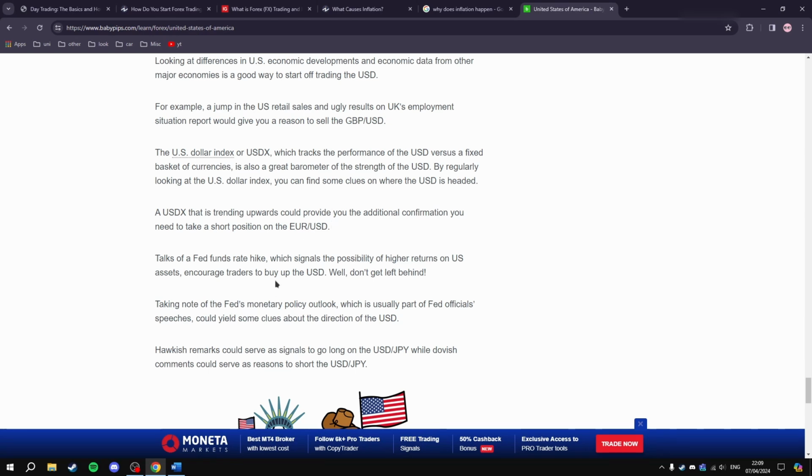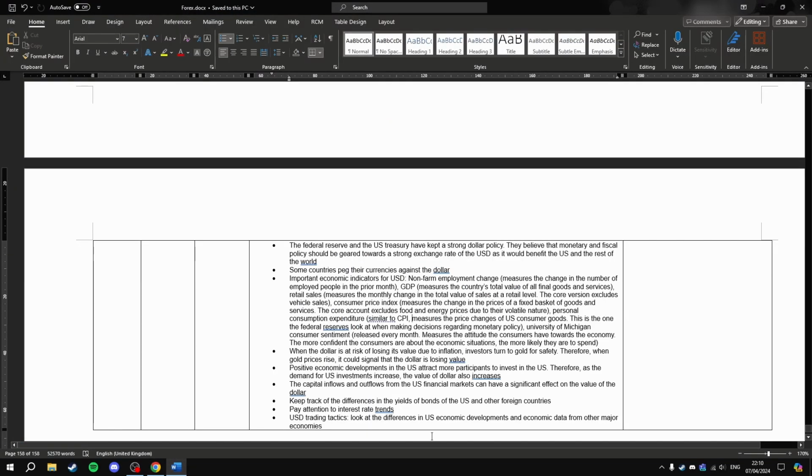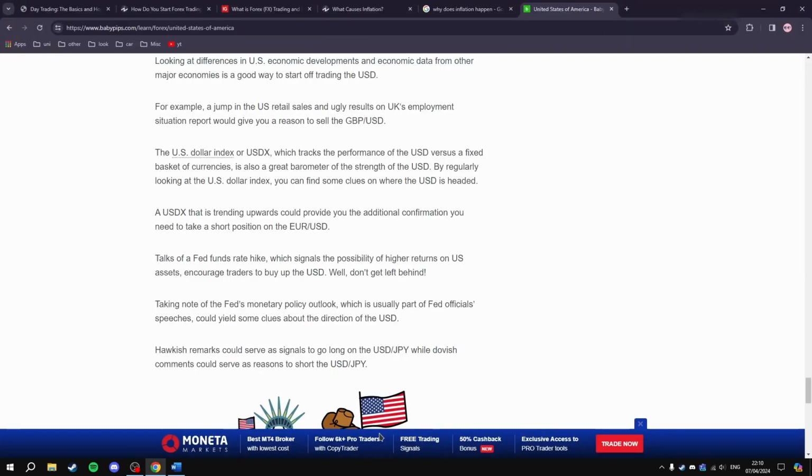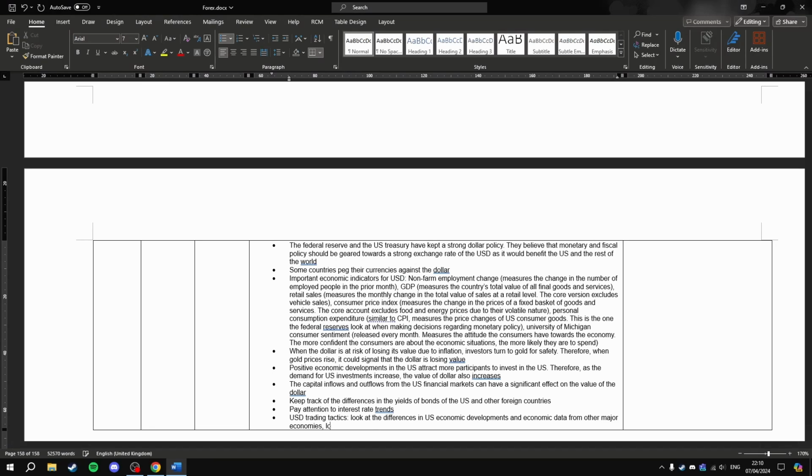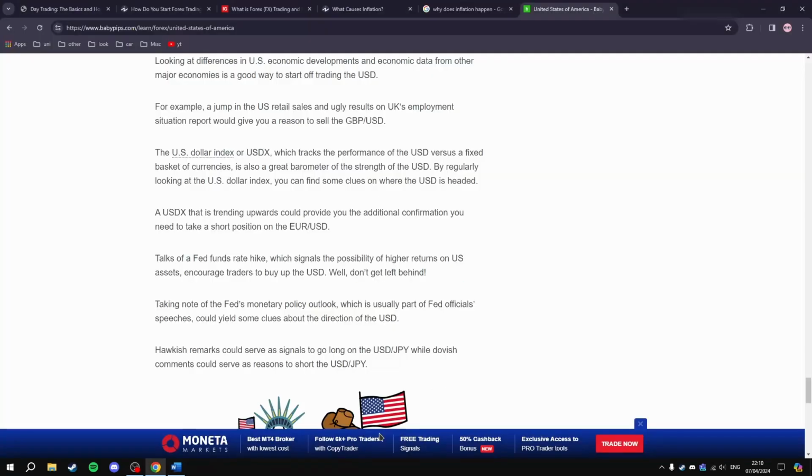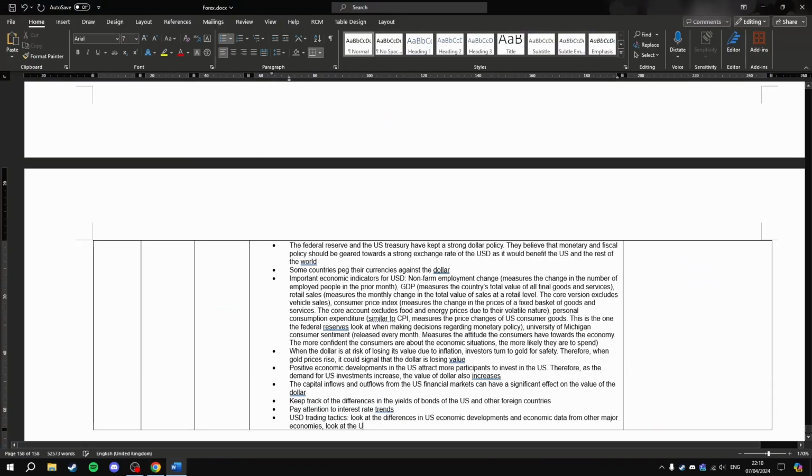The US dollar index, or USDX, which tracks the performance of the USD versus a fixed basket of currencies, is also a great barometer of the strength of the USD. By regularly looking at the US dollar index, you can find some clues on where the USD is headed. Look at the US dollar index.